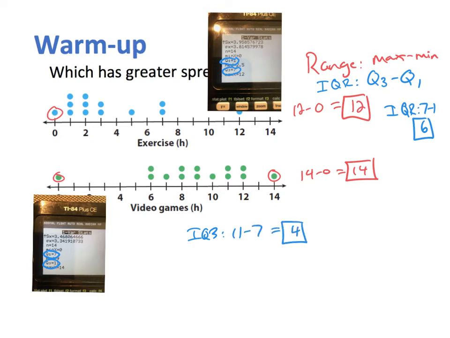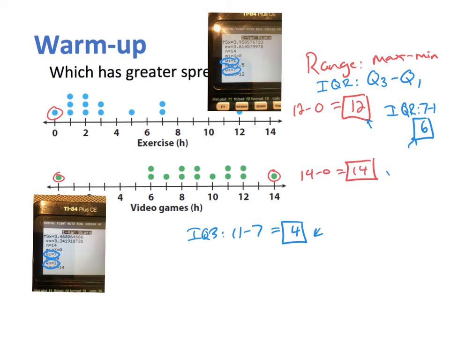So if I subtract the two, 11 minus 7, the interquartile range ends up being 4. If you notice, the range is a little bit higher in the second one, but lower in the interquartile range. And in the first one, the range was smaller, but the interquartile range was higher. So it's really still hard to determine which has greater spread.